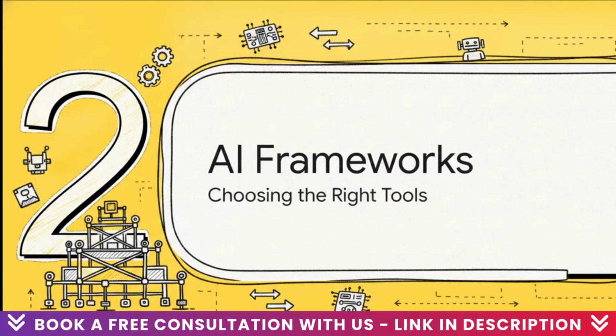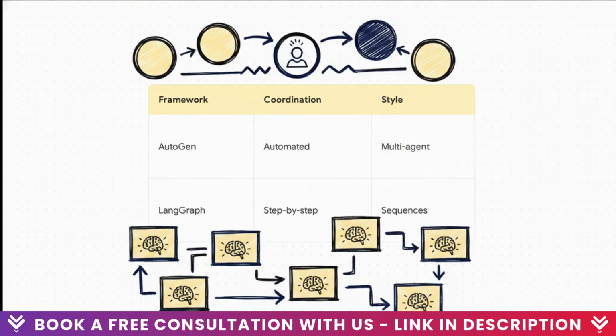Moving on to Section 2, choosing your AI framework. To construct these intelligent systems, you absolutely need the right foundational scaffolding. So let's evaluate two of the major multi-agent frameworks our sources highlight. Comparing the frameworks, AutoGen is fantastic when your build requires automated coordination between agents, especially with strong human-in-the-loop controls. It lets you guide decisions without having to manually orchestrate every single interaction.